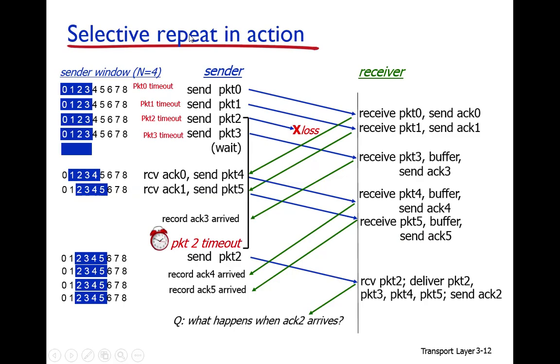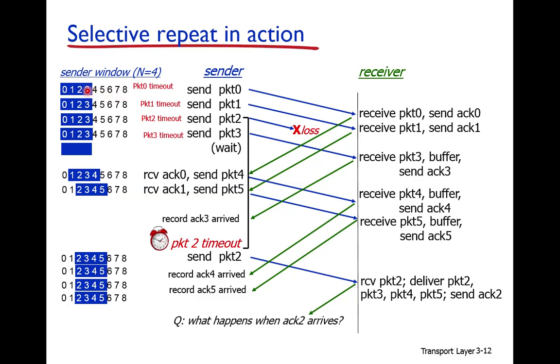Okay, so you can see that, suppose here that the sender window is n is equal to 4. What does it mean? That the sender is allowed to send 4 packets at a time unacknowledged. Suppose that from the application layer, the sender receives 9 packets. So they are assigned packet sequence numbers 0, 1, 2, 3, 4, 5, 6, 7, 8.